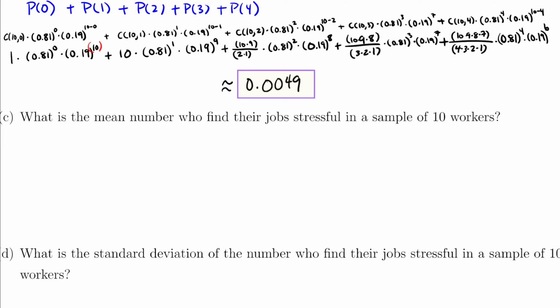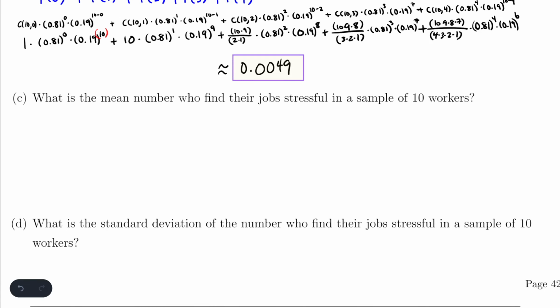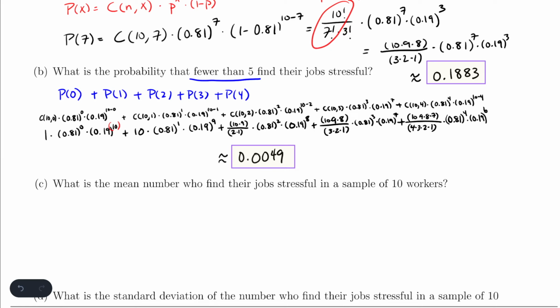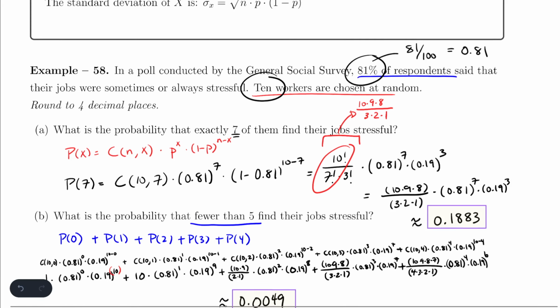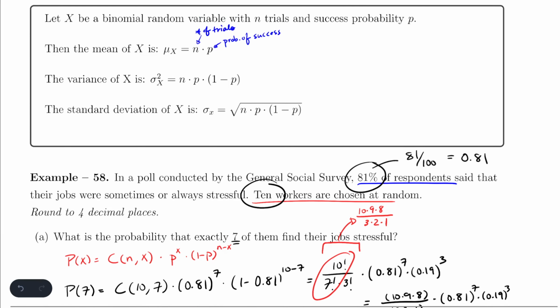So this next problem, remember, we already identified this is a binomial random variable. And as it's a binomial random variable, we have some specific formulas we can use. So when it asks us, what's the mean number of individuals who find their job stressful, we can look back at our list here. The formula for the mean of a binomial distribution is the number of trials times the probability of success. So we can copy that formula down.